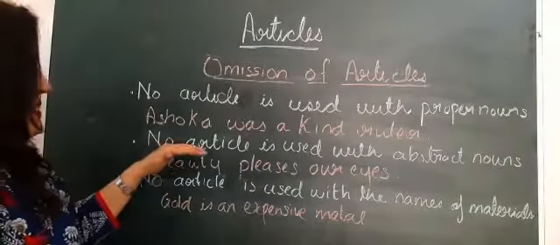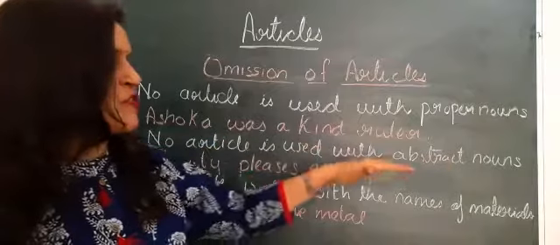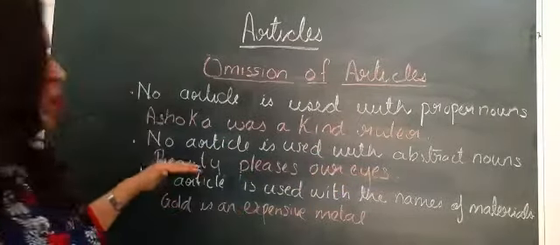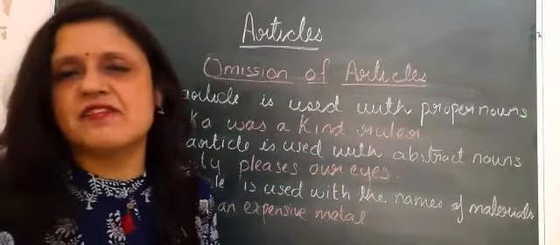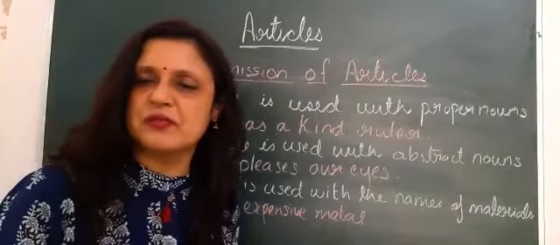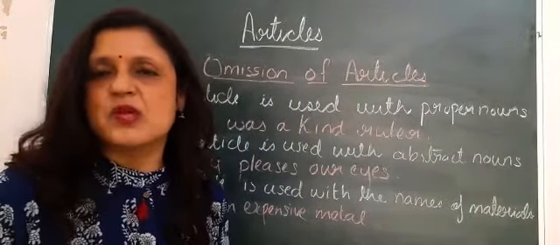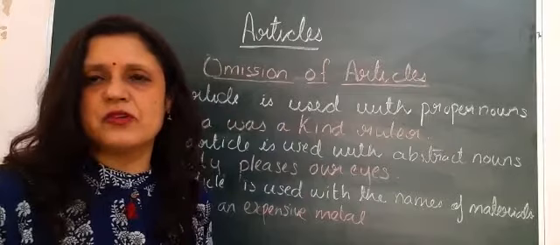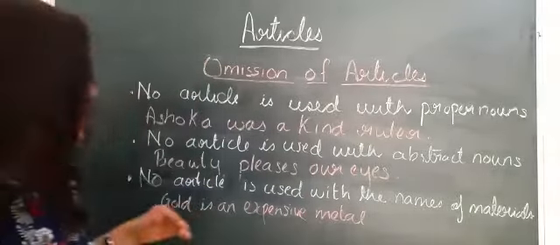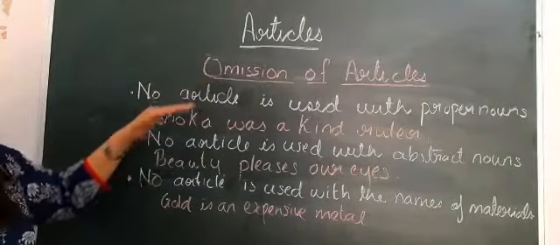No article is used with abstract nouns. That is, beauty pleases our eyes. We will never say "a beauty" or "the beauty" pleases our eyes. So with abstract nouns like love, beauty, honesty, we never use any article.